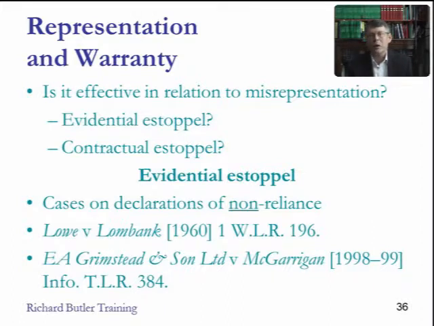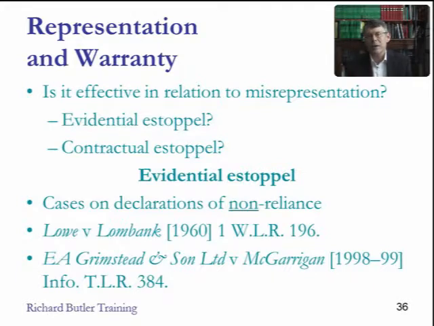This doctrine was employed by Lord Justice Chadwick in the E.A. Grimstead case in the context of a declaration of non-reliance within an entire agreement clause, where the buyer acknowledged that it had not relied on any representations. The buyer could be evidentially estopped from asserting in a subsequent claim for misrepresentation that they had so relied. Since this removes an essential element of the tort of misrepresentation, it follows that the seller can escape liability for the pre-contractual misrepresentation, even if the buyer did in fact rely on it.